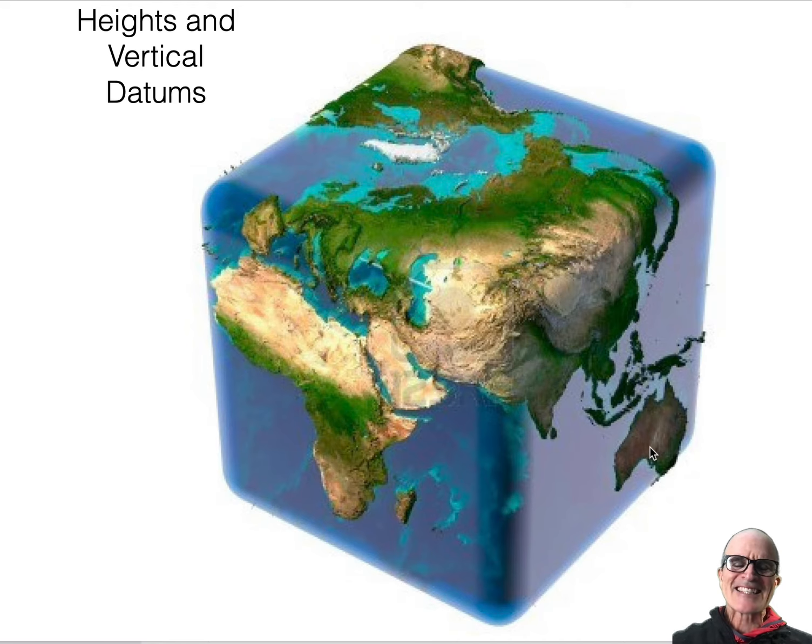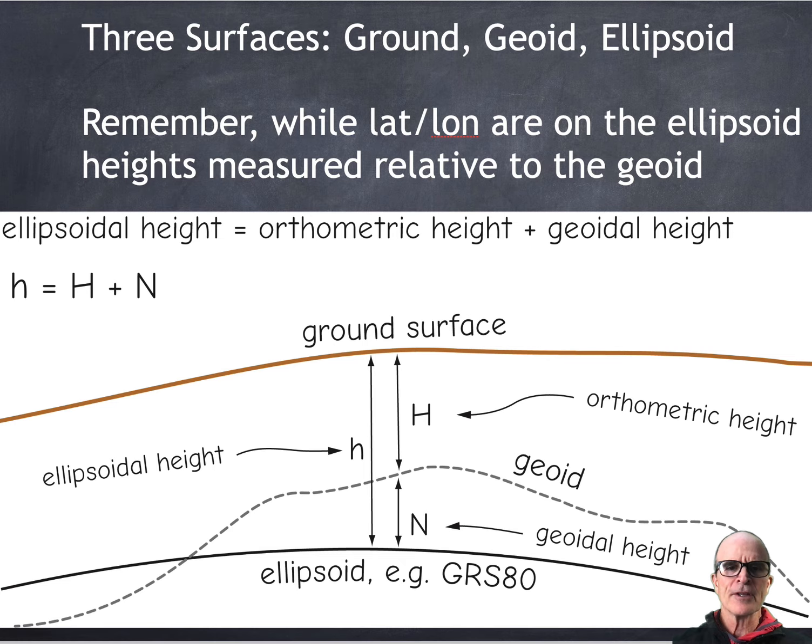I'd like to talk about heights and vertical datums because, of course, the world is not simple. We don't have an integrated set of vertical measurements that integrates well with our horizontal measurements, but it's really unavoidable because of the dynamics and shape of the Earth. We have three surfaces for measuring heights.